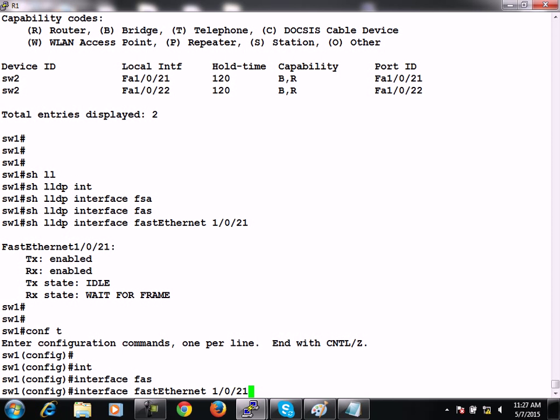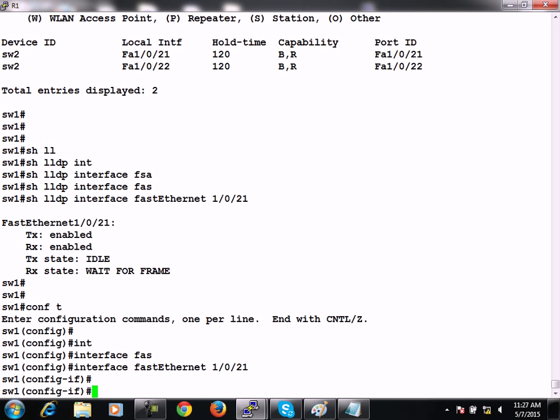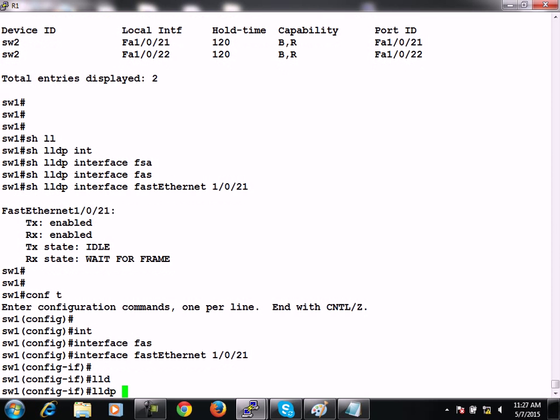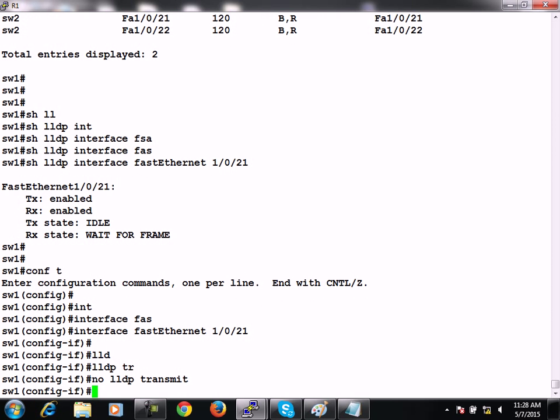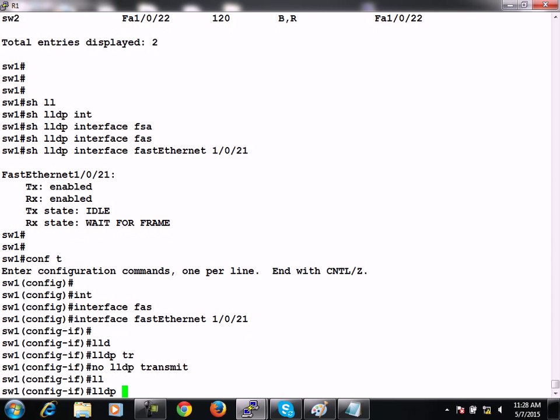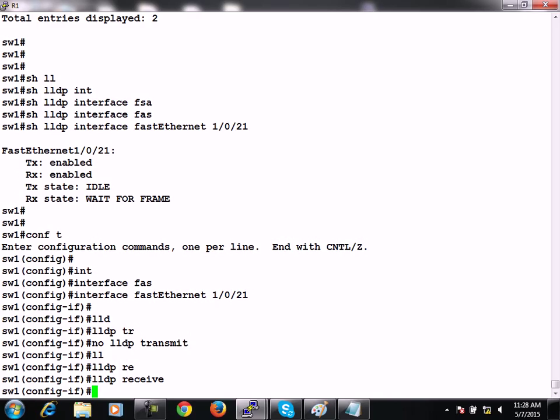This is the extraordinary feature of LLDP as compared to CDP. If you enable or disable CDP per interface, you completely turn CDP on or off on that interface. But in case of LLDP, you can also say LLDP transmit. If I don't want to send LLDP packets out from this interface, I can say no LLDP transmit. But if I still want to receive LLDP packets on this interface, I can say LLDP receive. So you can see your neighbor, but your neighbor will not be able to see you. This is how you can manipulate your LLDP configuration on a per-interface basis.